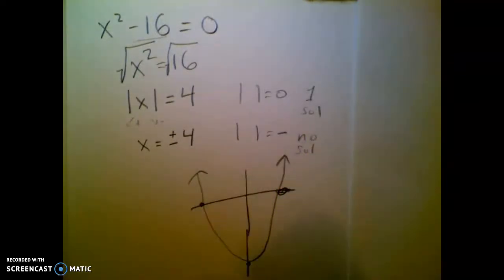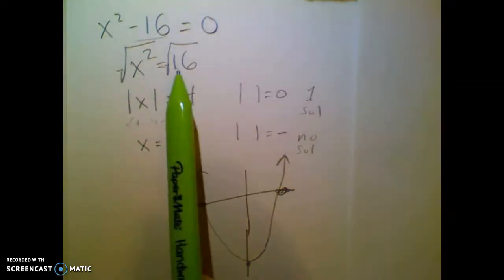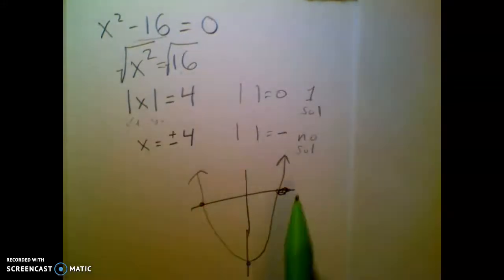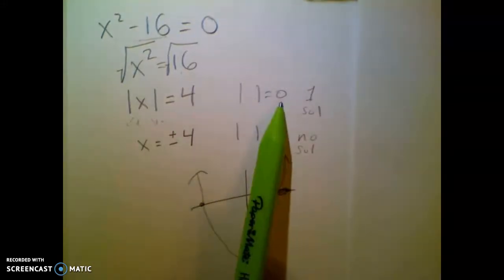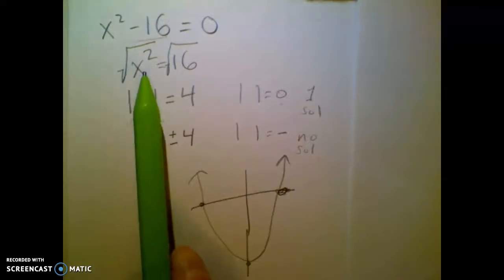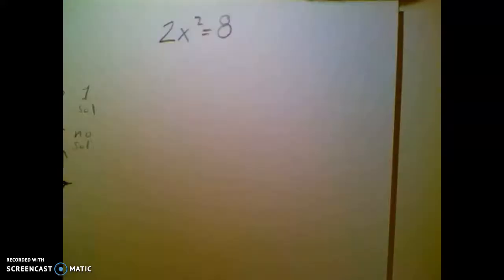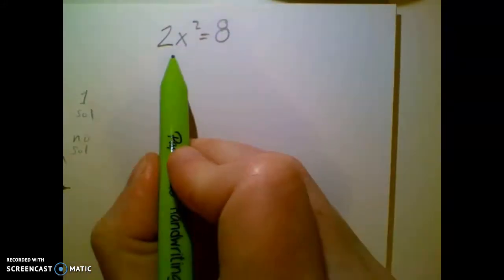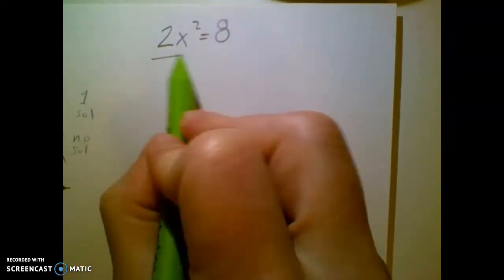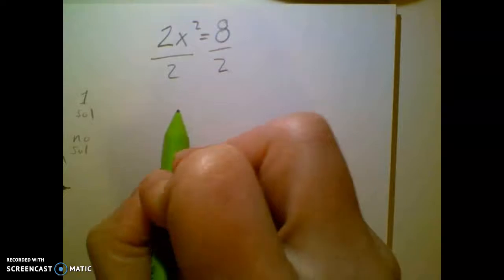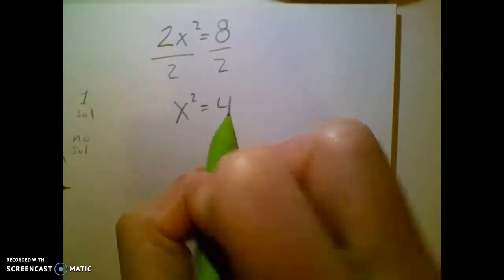So these are going to follow the same sort of rules. If your x squared equals a positive number, it's going to give you two answers. If your x squared equals 0, you'll have one answer. If your x squared equals a negative number, you're going to have no solution. Okay? All right, moving on over to this guy. Again, I want to get the x squared isolated, so I'm going to go ahead and divide by 2 on both sides. I get x squared equals 4.